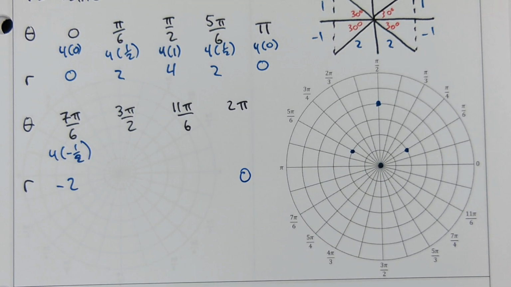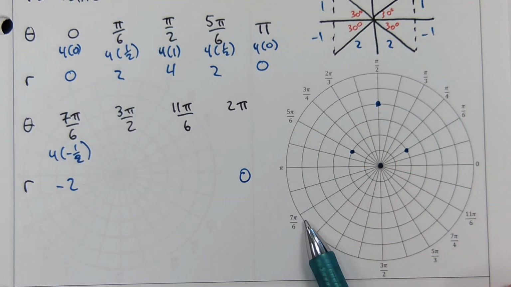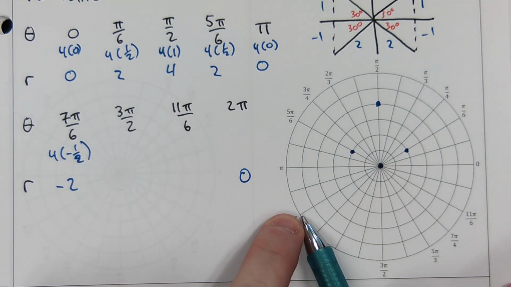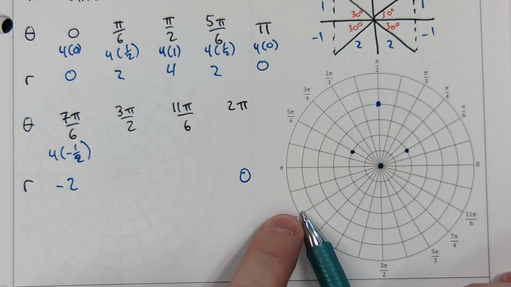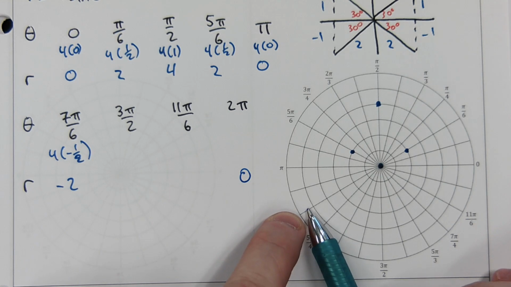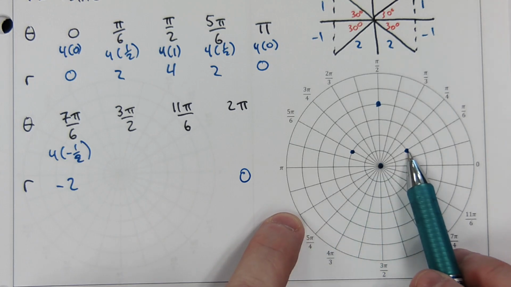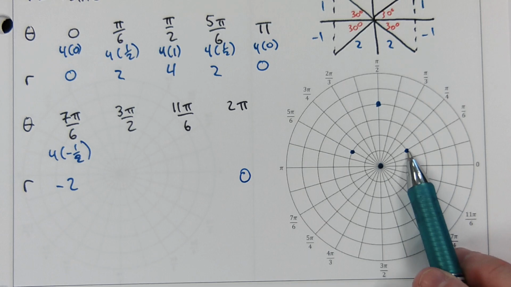negative radius. So go to the 7 pi over 6 spoke, and because I have a negative radius, I do not get to stay on this spoke, at least here. I have to reflect 180 degrees away from here, onto the second ring, which means right there again. Oh well, that coordinate just repeated itself.